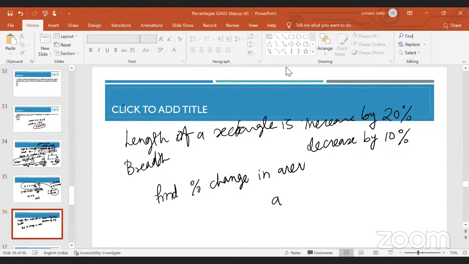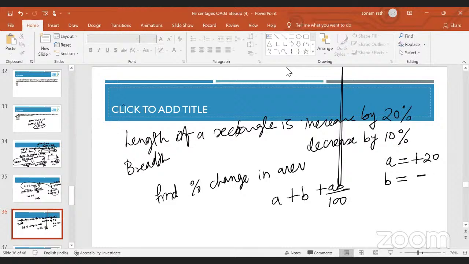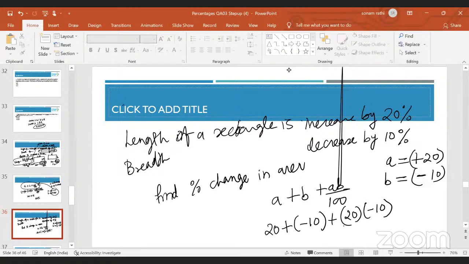A plus B plus AB by 100. What is the value of A? Plus 20. What is the value of B? Minus 10. Do not forget the sign, minus 10. So 20 plus minus 10 plus 20 into minus 10 by 100.